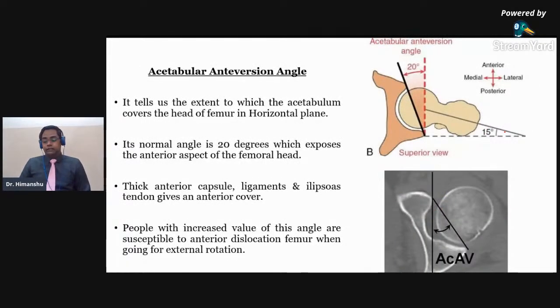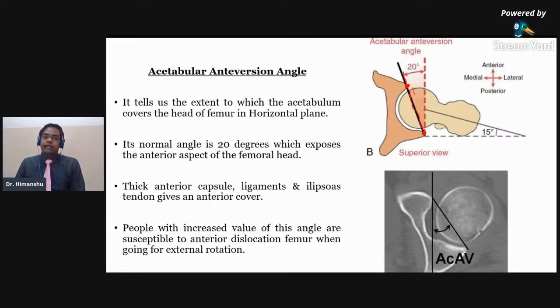Now, the second angle that we are talking about is the acetabular antiversion angle. We have just talked about the fitting of the femoral head in the acetabulum in the frontal plane. This acetabular antiversion angle tells you how efficiently the head of the femur gets fitted into the acetabulum, or acetabular cavity, in the transverse plane. If you can visualize the picture, in the transverse plane we take both the rims, anterior and posterior, take both the points and join them.